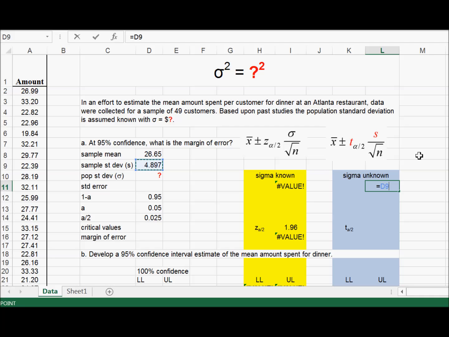Because we have different samples. And every time you sample a population, what do you get? You get different sample means and different sample standard deviations, right? And then what do we divide that by? You divide it by the square root of n, so 49.